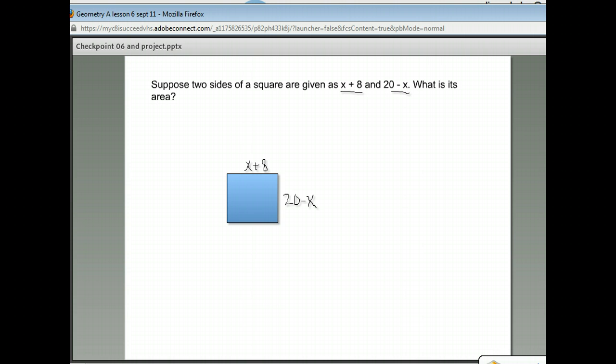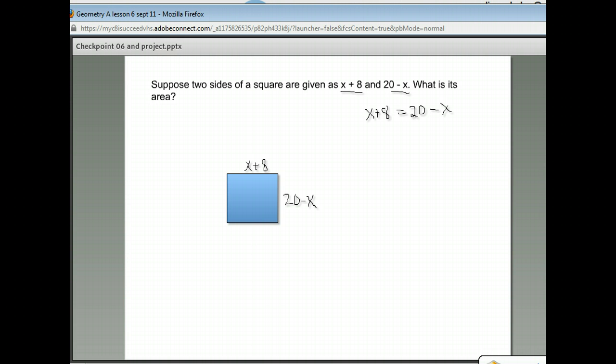Okay, so this one's tricky. They throw x's in there, and then we have to figure out what to do with the x's. We need to come up with some kind of equation. What do we know about the sides of a square? They're equal. Exactly right. All the sides of the square are the same length. So we know that x plus 8 should equal 20 minus x because they are sides of a square.